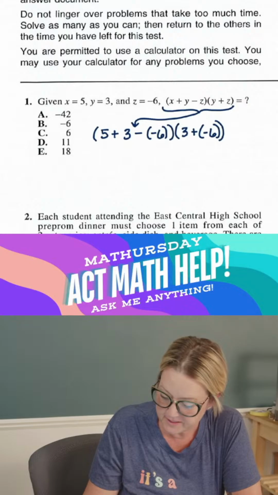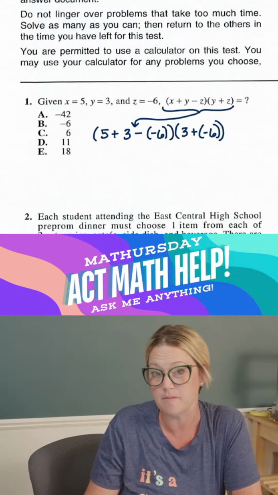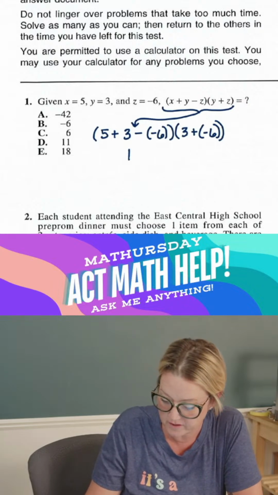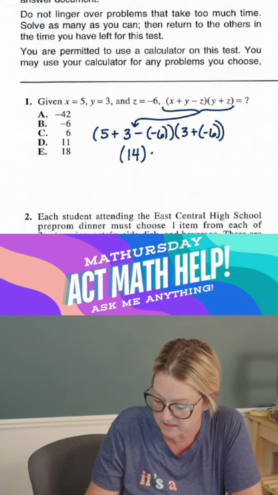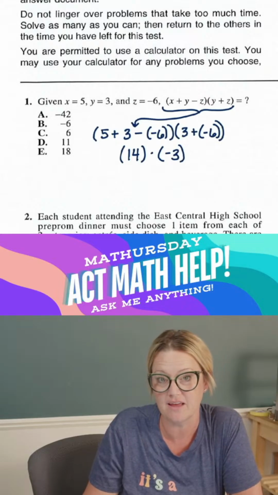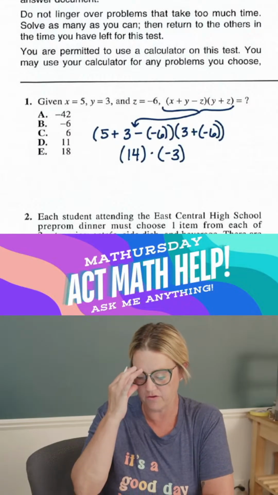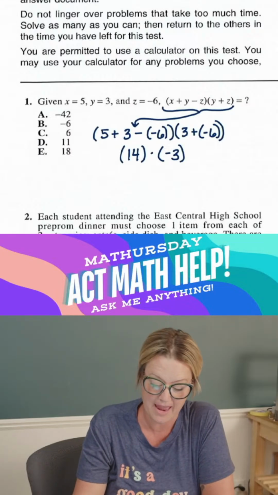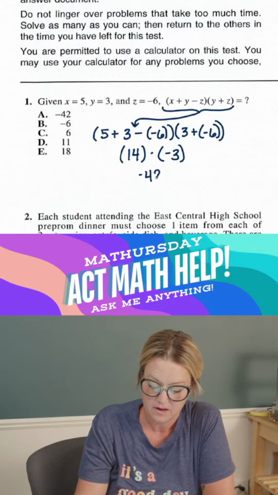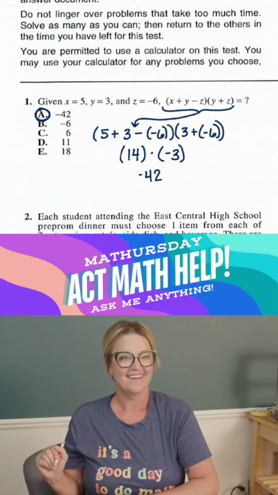Okay, so 5 plus 3 is 8. 8 minus -6 is the same thing as 8 plus 6, so that's going to be 14. And then 3 plus -6 is going to be -3. If I have two numbers that I'm multiplying together, I just multiply them however I want, if I want to use a calculator or whatever. But since they have different signs, one's positive, one's negative, my answer is going to be negative. And that is going to be -42. So the answer to this is A.